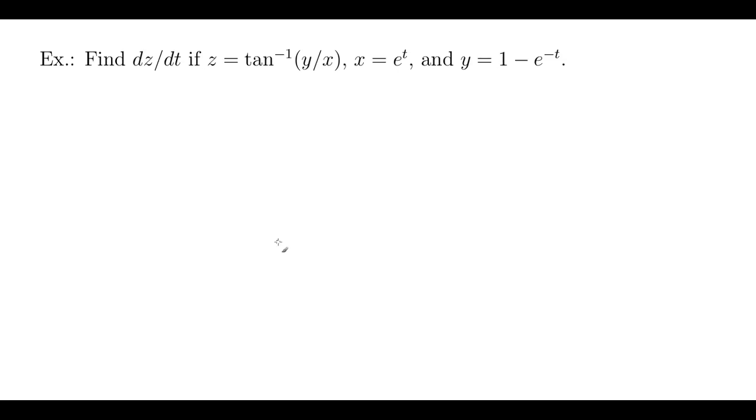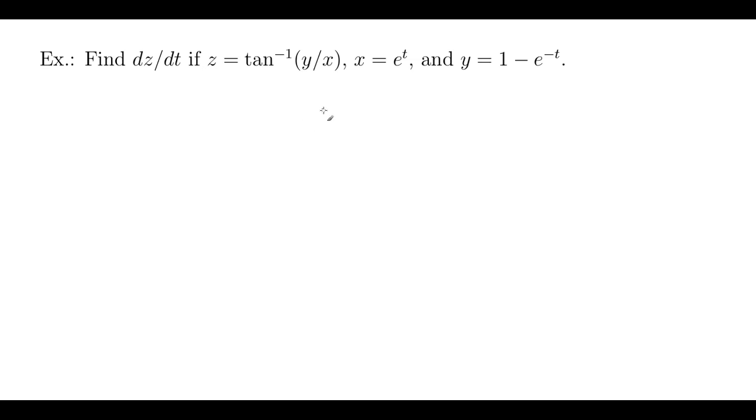Suppose we want to find the derivative of z with respect to t if we have z defined as the arctangent of y over x, where x is e to the t and y is 1 minus e to the negative t. Now, of course, these are relatively simple functions, so if you really wanted to, you could substitute in our expressions for x and y to get z as an expression entirely in terms of t, and then apply Calc 1 techniques to find this derivative.